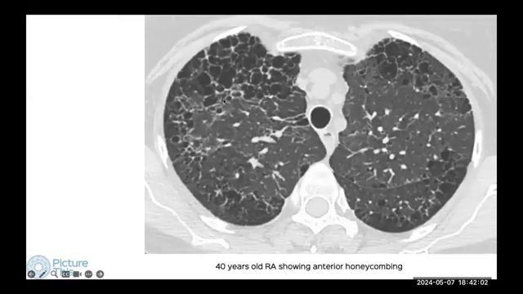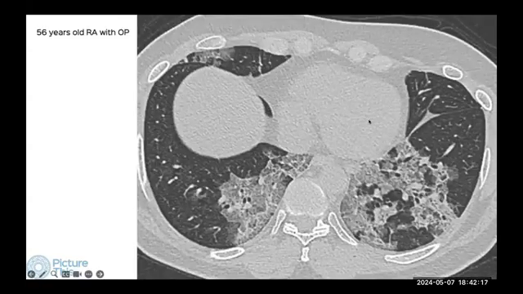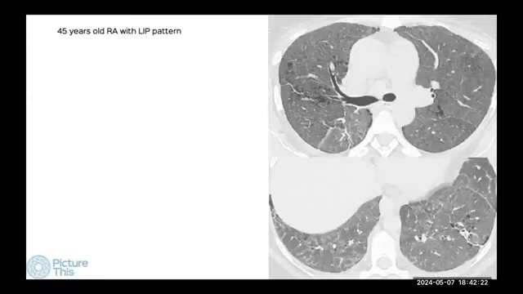This I had already shown. You have an anterior upper lobe sign with exuberant honeycombing in the non-dependent segments. And here is a patient with exuberant honeycombing and heterogeneous lung destruction in this patient known to have RA. This is a patient with RA presenting with an organizing pneumonia pattern.